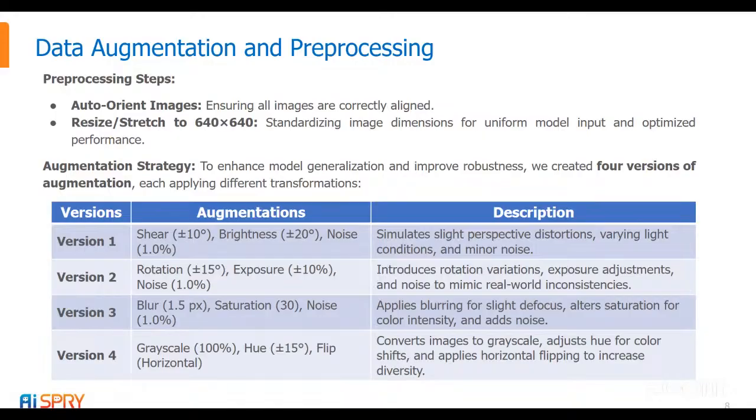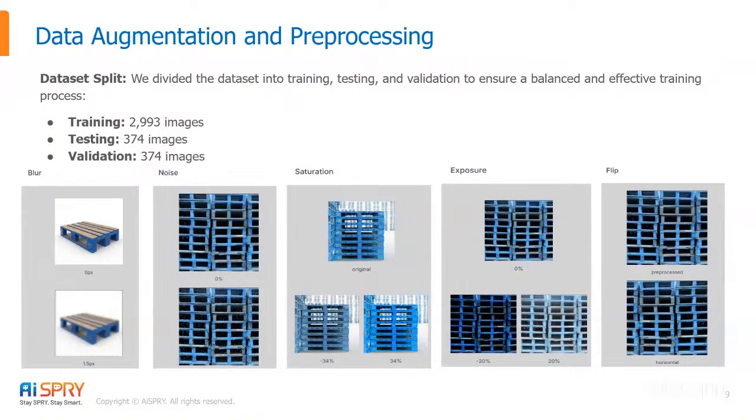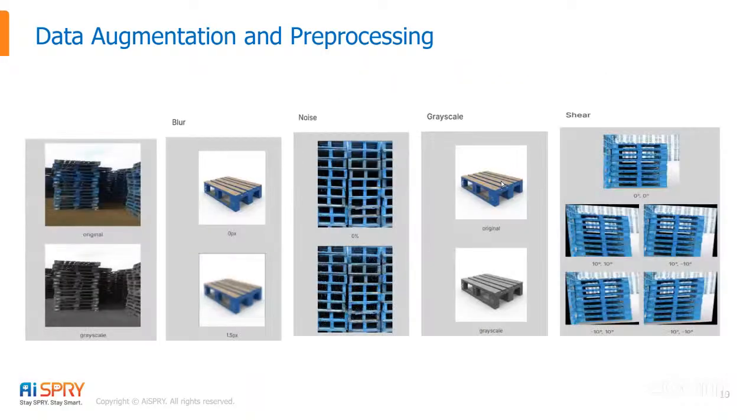Later we split the data into 3 parts. We divided the data into training, testing, and validation to ensure a balanced and effective process. In the training set we have 2,993 images, and in testing and validation we have 374 images each. These are the augmentation techniques we used: blur, noise, saturation, exposure, flip, grayscale, and shear.